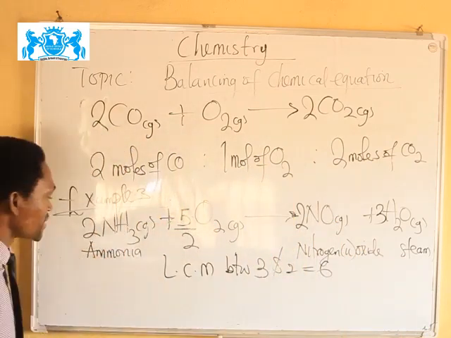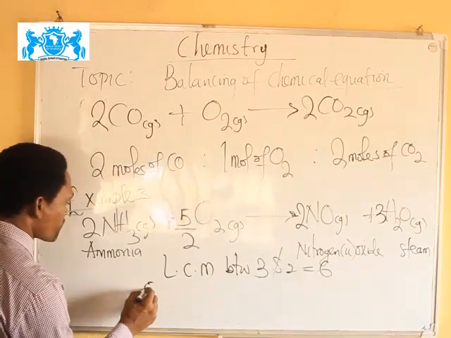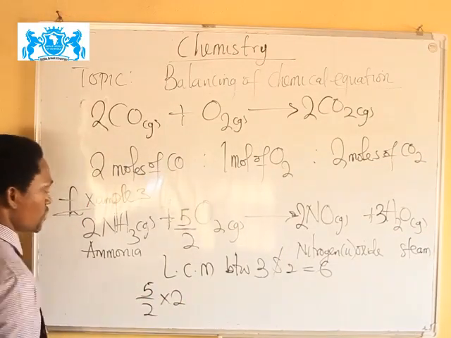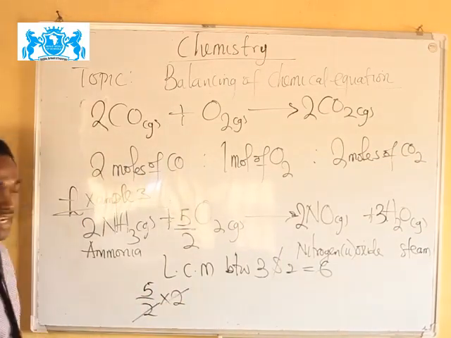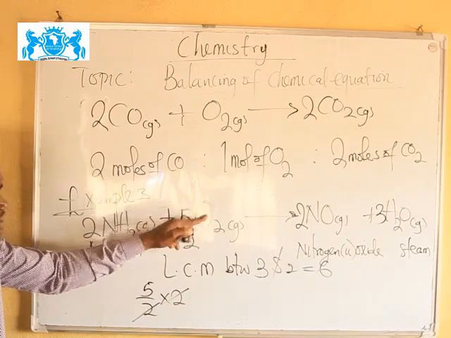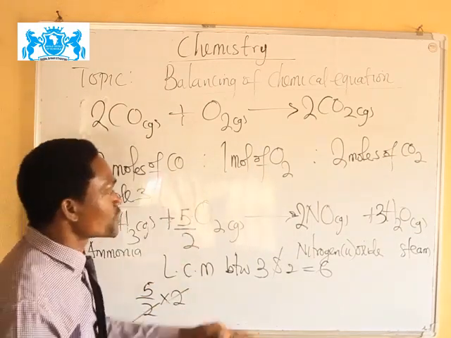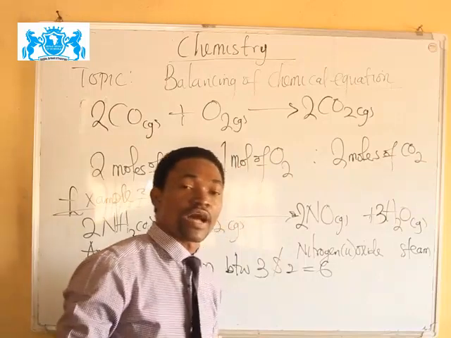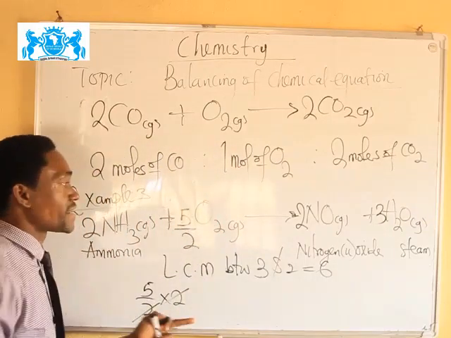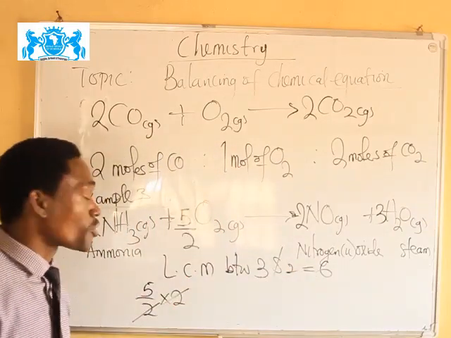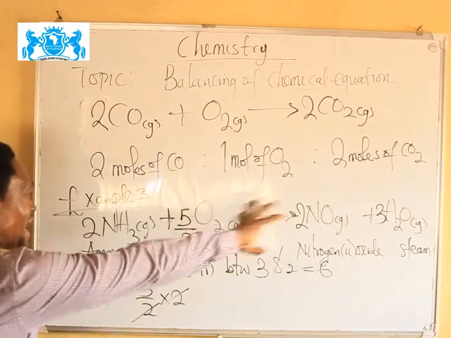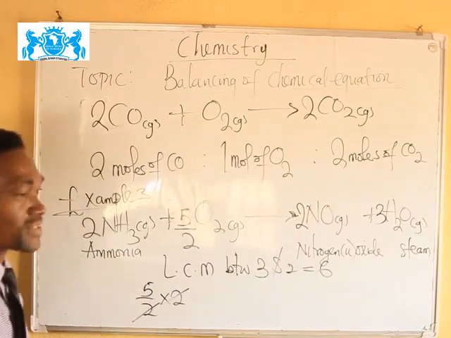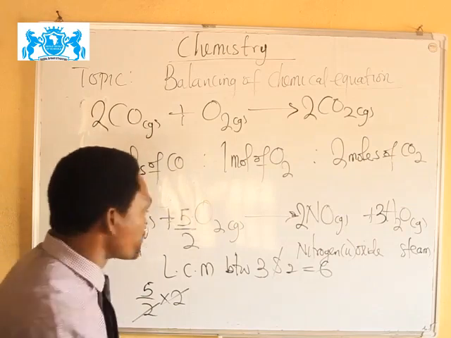So by doing this, you will agree with me that 5 over 2 times 2, 2 will cancel 2. So what we will have left here is 5 oxygen, which tallies with the total number of oxygen we have on the reactant side and on the product side. So by virtue of this, we have balanced this equation, but this balancing is in fraction.